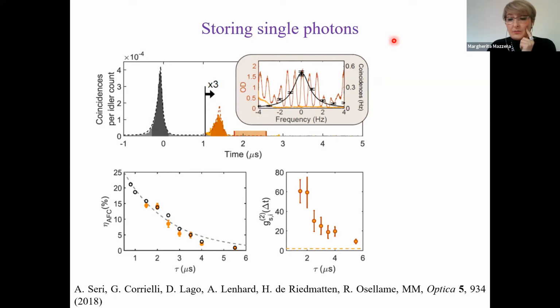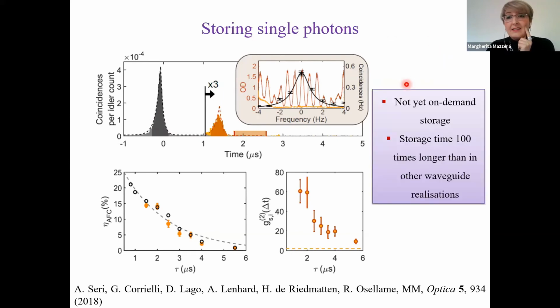I have to say, to be fair, that this echo here, these retrieved photons here, do not come from the full spin wave storage, so it's not yet on-demand storage. However, even if this is only implemented at the excited state, we can still achieve non-classical correlation between the telecom photon and the stored photon for storage time 100 times longer than in previous realization.